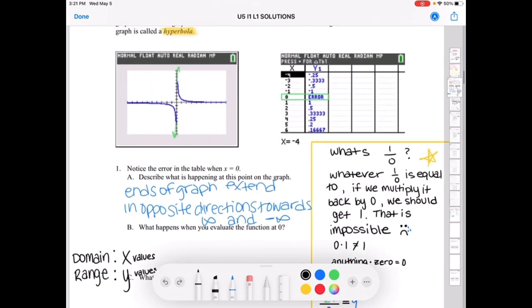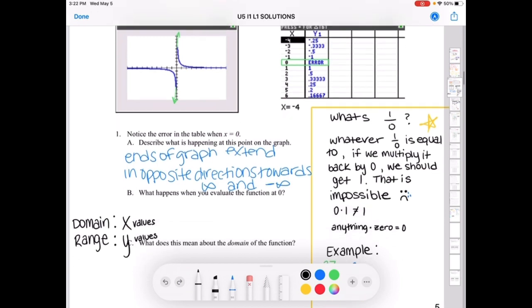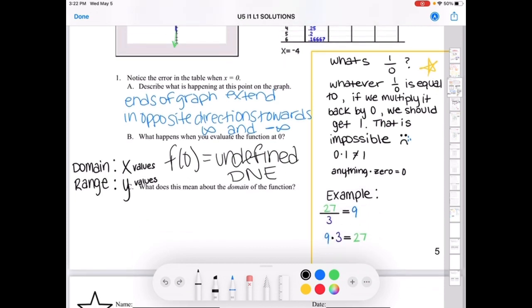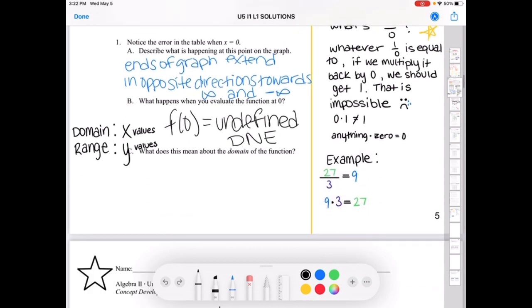So if you were to evaluate, which means solve, for when the function is equal to 0, it's asking, well, what would happen? Well, we know we can't have 0 as a denominator, right? So we can't have x as 0, but we know that f of 0 is going to be undefined, or DNE, which means does not exist. Okay, so undefined or does not exist. And it's asking, well, what does this mean about the domain of our function? A little reminder, our domain is our x values, our range is our y values. And if it's asking about the domain, it's telling us that, well, x cannot be equal to 0.